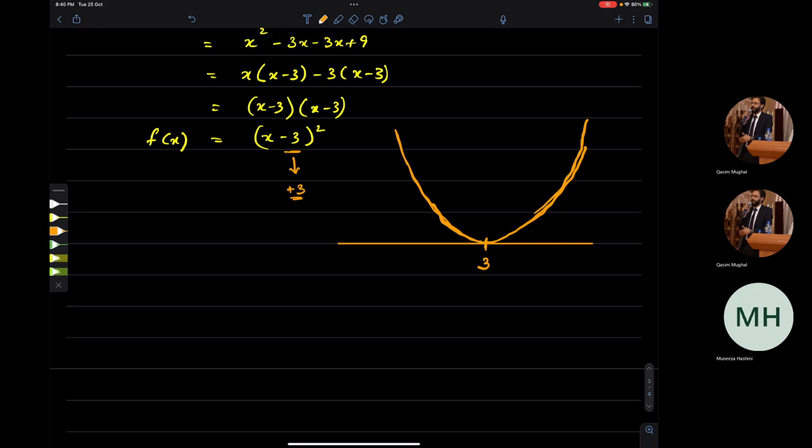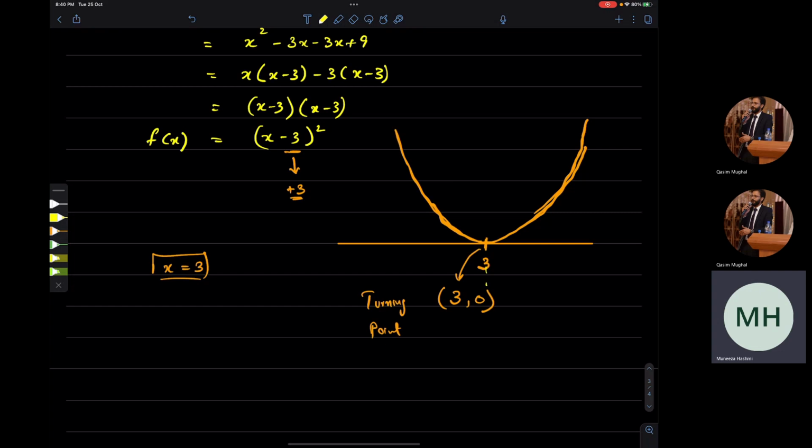And in this situation, the line of symmetry is exactly the same thing. The line of symmetry would be x equals 3. And the turning point, the x coordinate is 3 and the y coordinate is clearly 0 because it's exactly on the x-axis. So the line of symmetry is going to be the same point, plus 3.